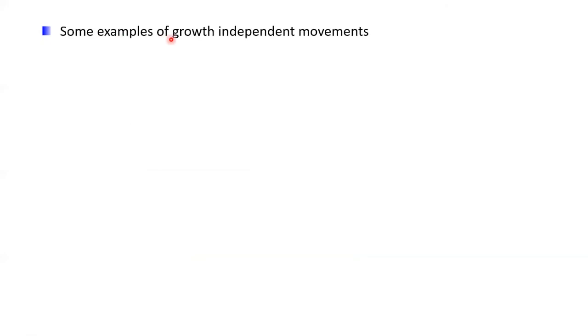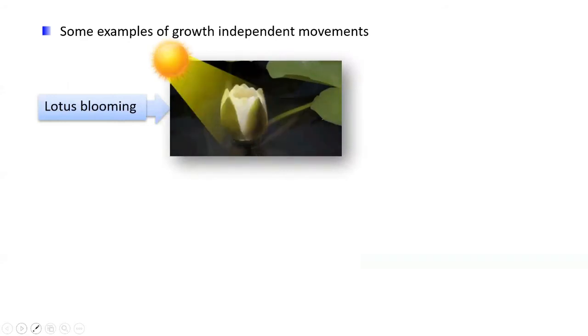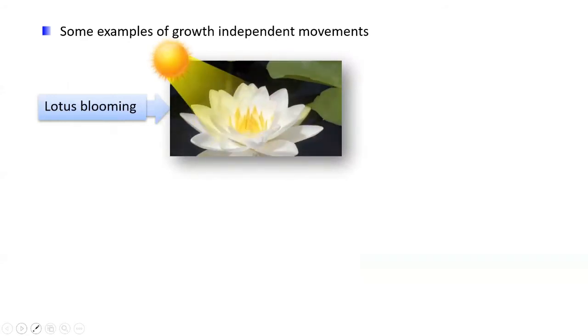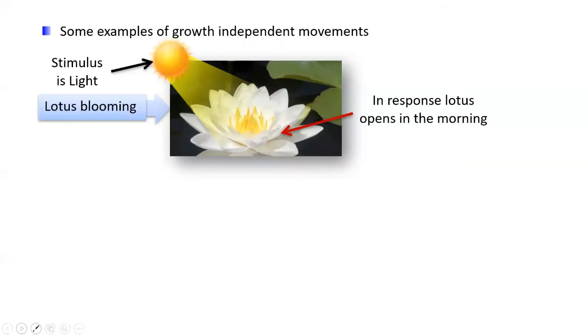Okay, so some examples of growth independent movements. Let's talk about some examples. We'll say lotus blooming. So blooming of lotus in the presence of sunrise is an example of the growth independent movement, right? So over here, the presence of sunlight is the stimulus and blooming of the lotus is the response, right?